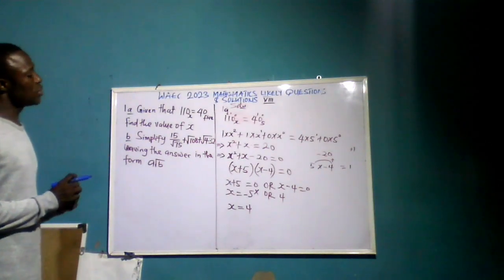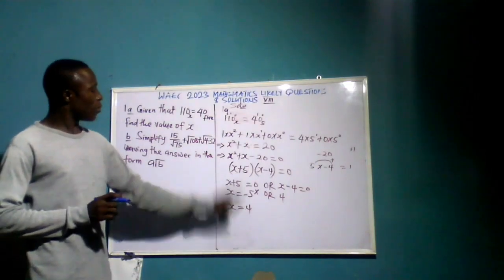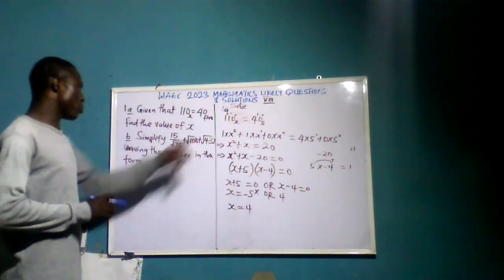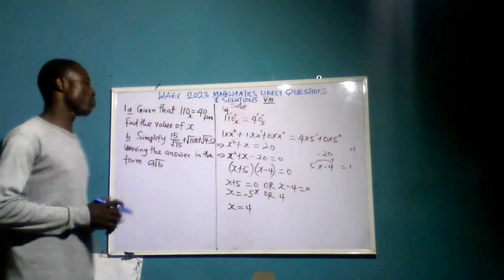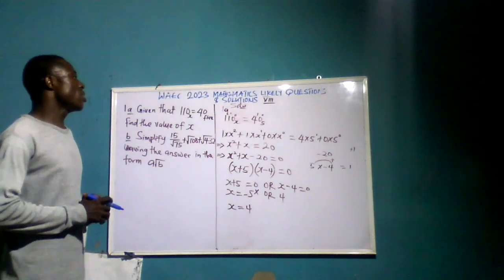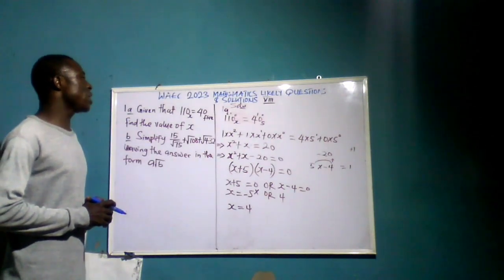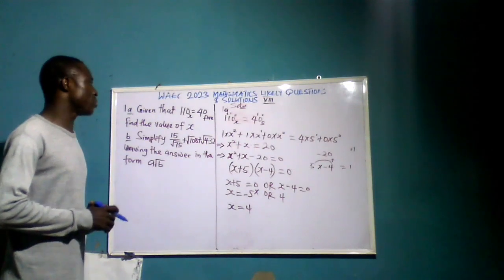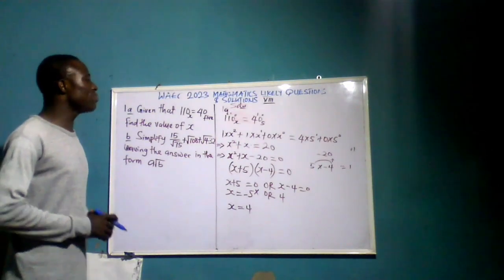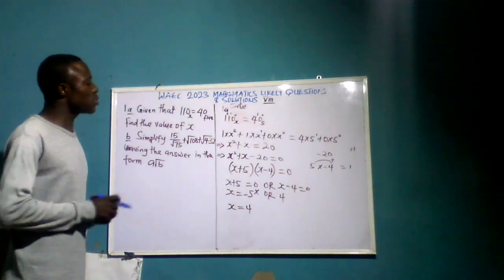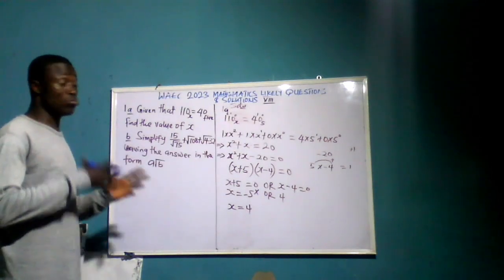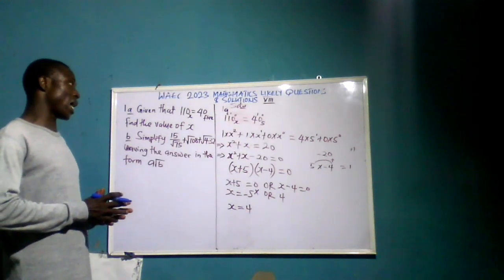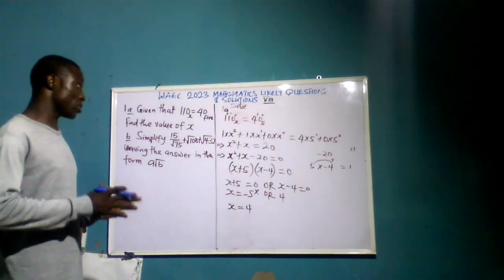In the sense that if you put 4 here in the position of the base, the x here, what that is telling you is that the number 110 in base 4 is the same thing as the number 40 in base 5. And if you want to check that, I'm not going to waste time checking that. You can check it on your own.